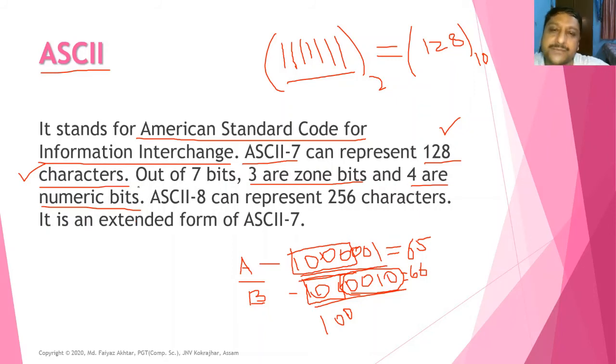There is another version of ASCII, ASCII 8, and it can represent a total of 256 characters. If you convert the total 8 digits of the ASCII number into binary numbers, it will become 256 characters, and it is an extended form of ASCII 7, meaning it can represent a total of 256 different characters, which includes capital alphabets, smaller alphabets, some symbols, some digits. All those things are represented using ASCII characters. Okay.